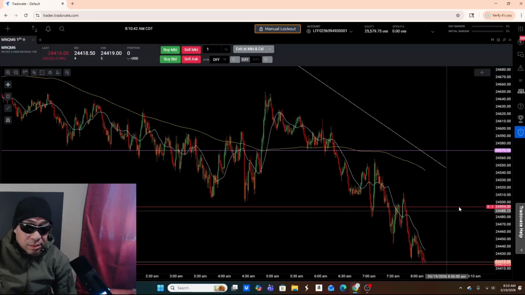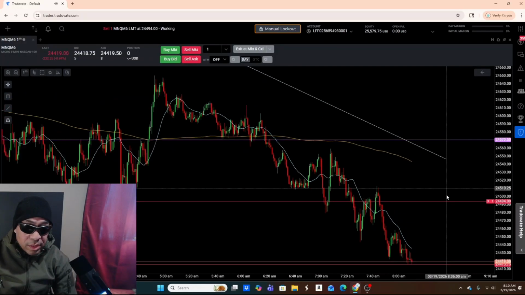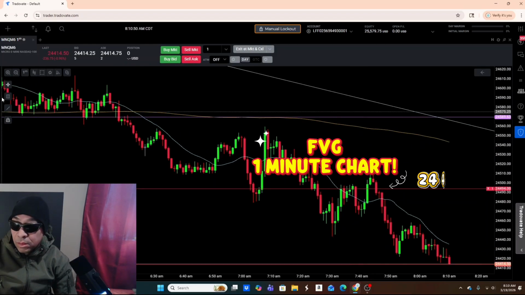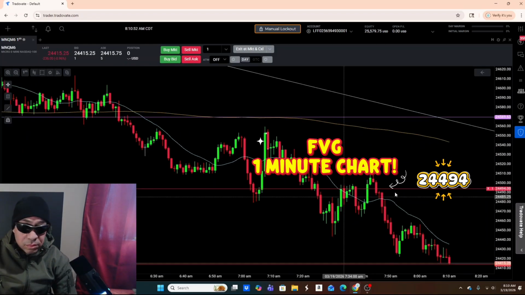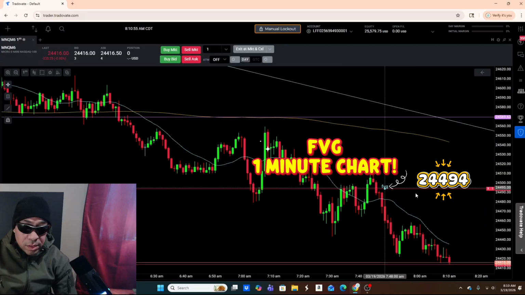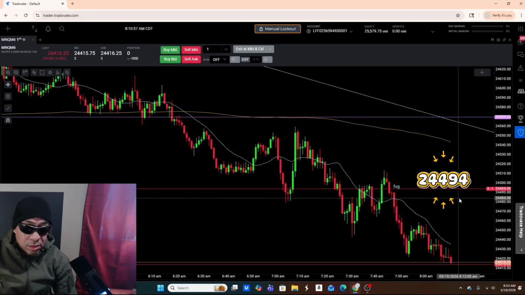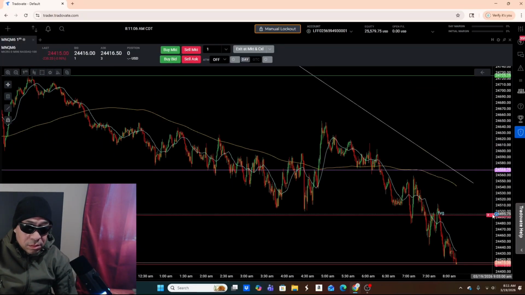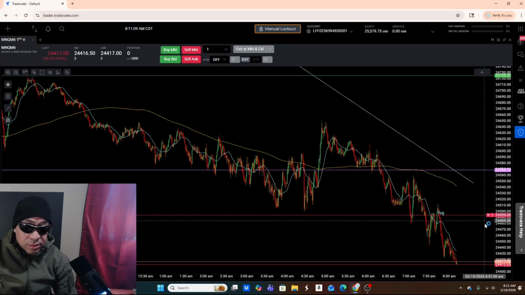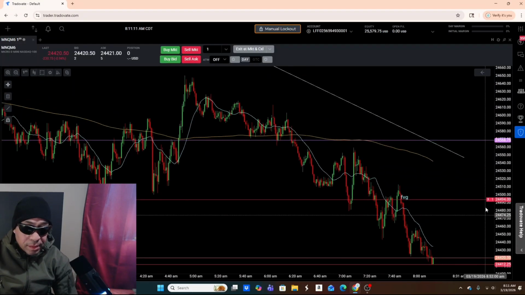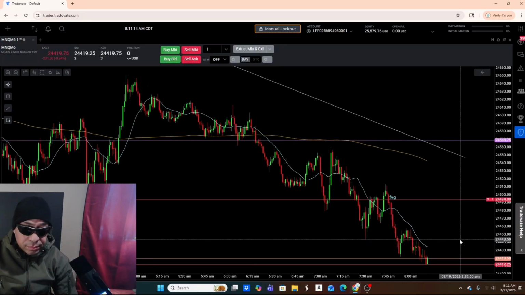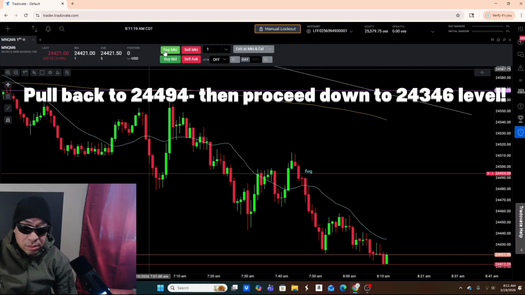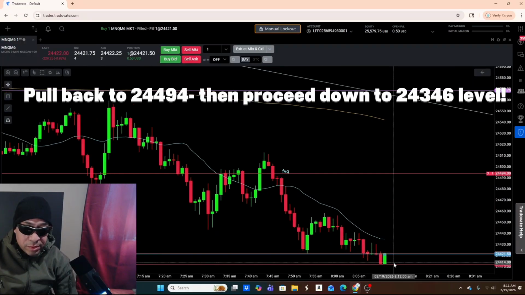494. Yeah, we have an order working. We have a fair value gap right here on the 1 minute. So we're thinking price comes, shoots up, goes into this fair value gap, and then continues down. Let's see if that happens. I'm going to buy this right now.